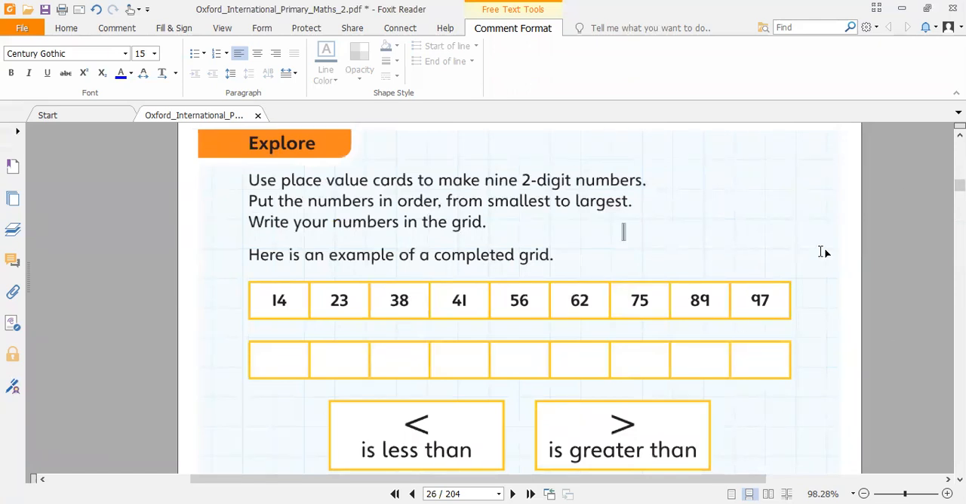Let's suppose we make the numbers 91, 82, 99, 41, 55, 66, 65, 20, 34 and 28. So we will write here in ascending order, or from smallest to largest. Which is the smallest one? The smallest one is 28.